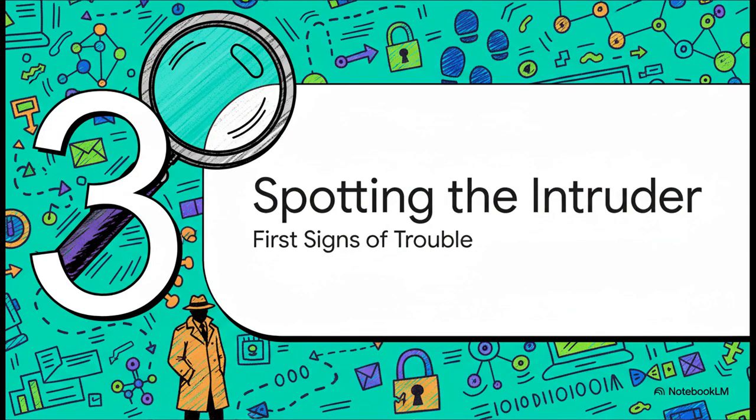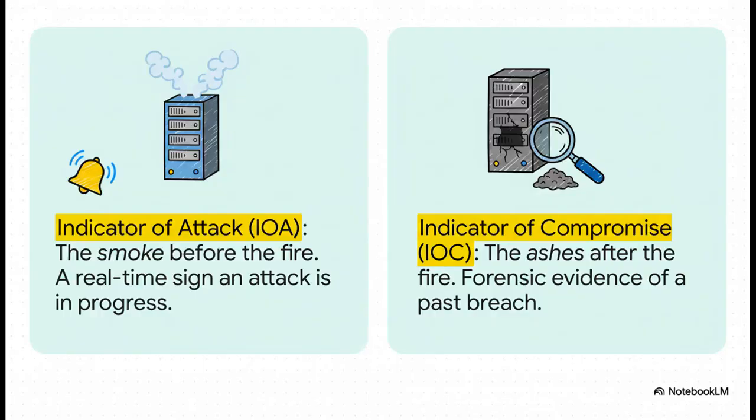But let's be real. Even with the absolute best defenses, a really determined attacker can sometimes find a way in. So, how does our digital detective get their very first clue? How do they spot that intruder's shadow before any real damage is done? This distinction right here is absolutely critical. An indicator of compromise, or an IOC, is the evidence you find that something bad has already happened. It's basically finding the ashes after the fire. But an indicator of attack, an IOA, is about spotting the smoke. It's that real-time clue telling you an attack is unfolding right now, and that gives you a precious, fleeting chance to actually step in and stop it.